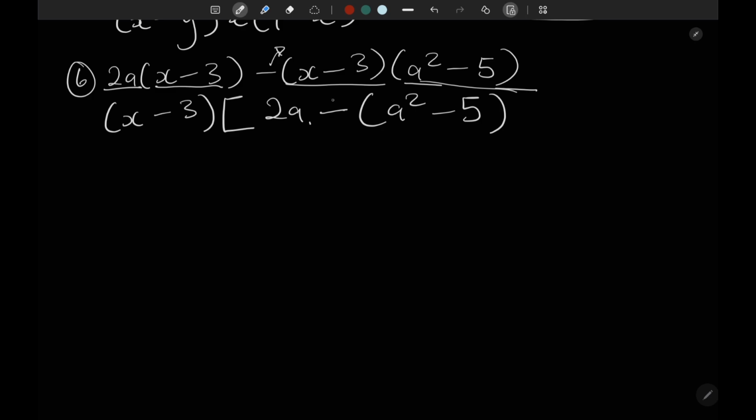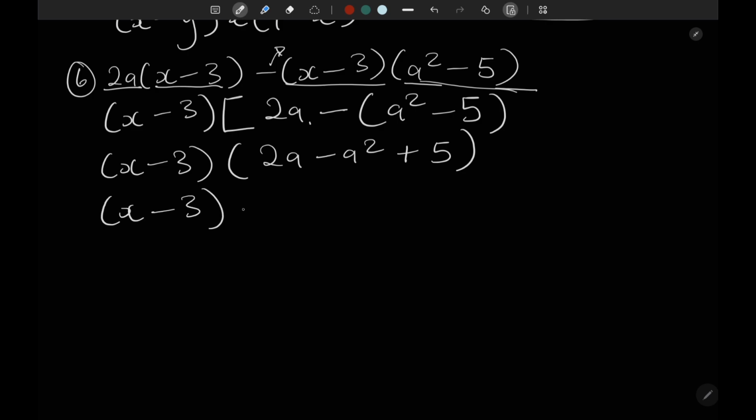The following step would be to distribute this minus. So you have (x - 3)[2a, negative times positive is negative, so minus a², negative times negative is positive, so you have plus 5]. Now let's write this neatly. (x - 3)(-a² + 2a + 5).